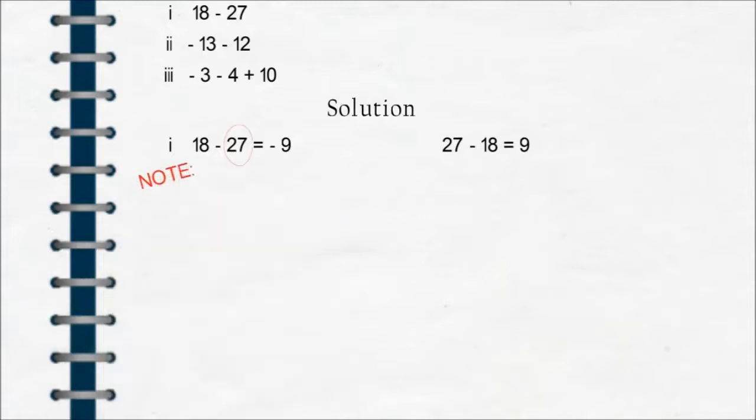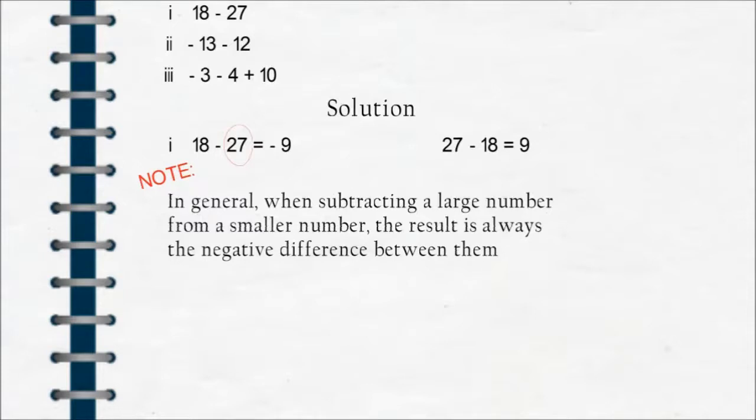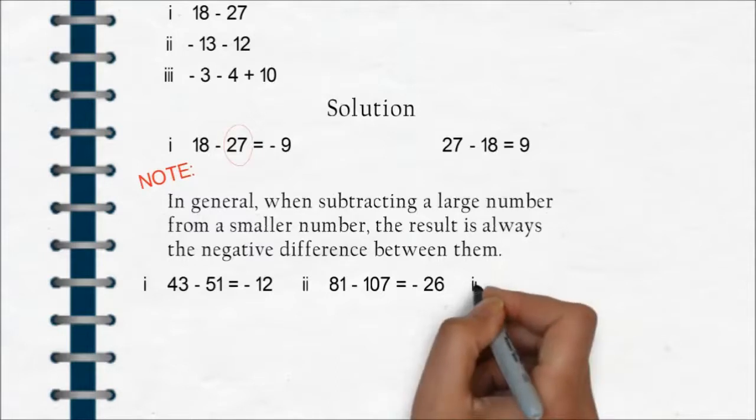But I want us to take note of this. In general, when subtracting a large number from a smaller number, the result is always the negative difference between them. Other examples that we can look at are when we have 43 minus 51, it's going to give us a negative 12 because the difference between 43 and 51 is 12. So the negative difference is minus 12. Also, 81 minus 107 would give us minus 26 because 26 is the difference between 107 and 81. Hence, it's going to be a negative 26.